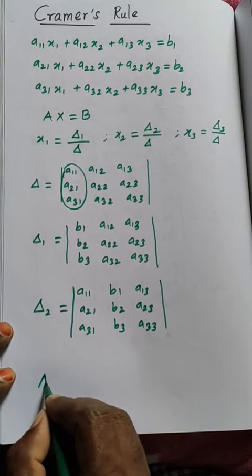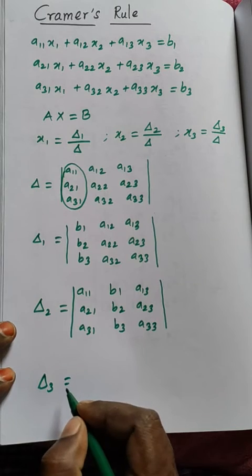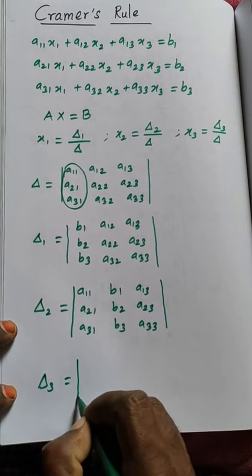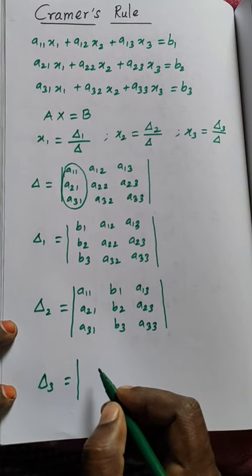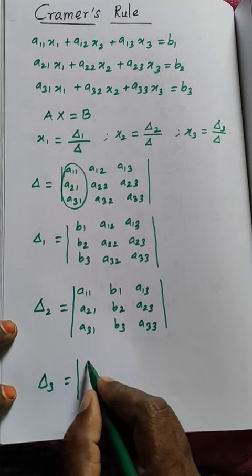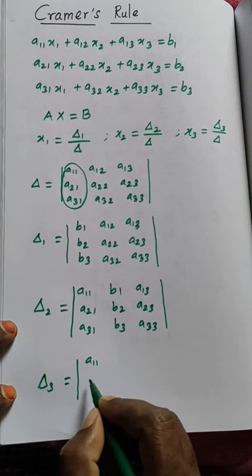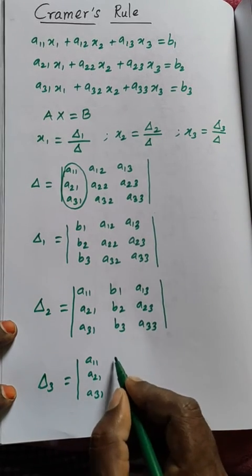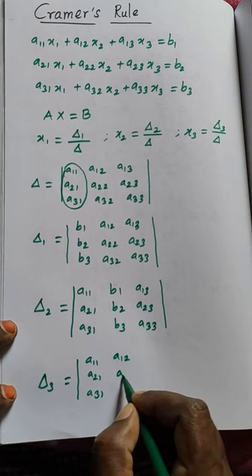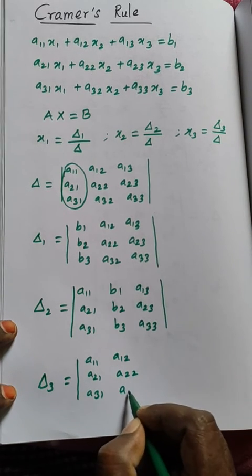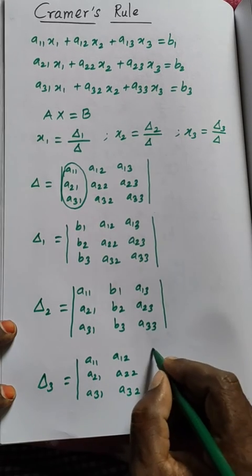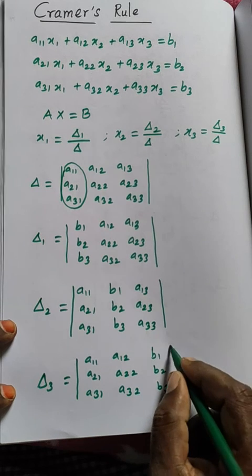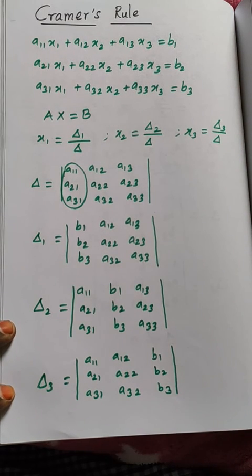Similarly, for delta 3, removing the coefficients of x3 and insert the B. Therefore we get a11, a21, a31, a12, a22, a32, b1, b2, b3. It's a very simple one.